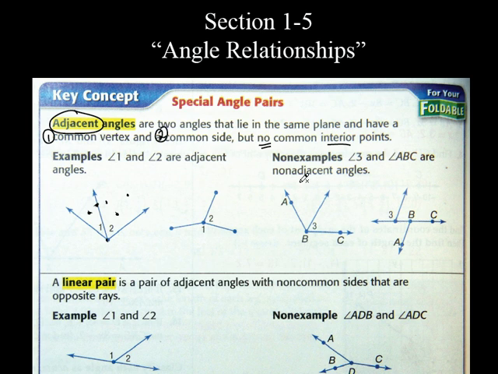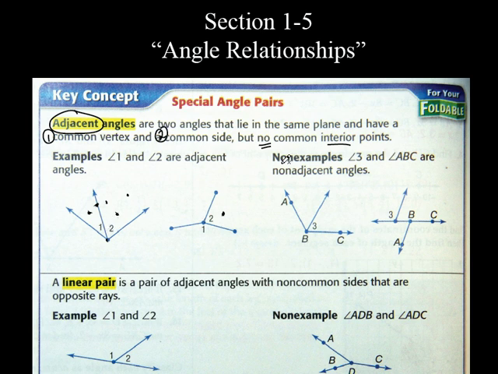No common interior points. Is there any way that I can put a point in angle 2 and it would also be in angle 1? No, there's no way. So that means that there's no common interior points. So yes, that is adjacent. So 1 and 2 are adjacent angles here. They're next to each other. And 1 and 2 are adjacent angles here. They're next to each other.